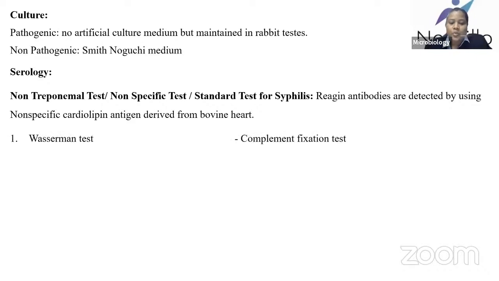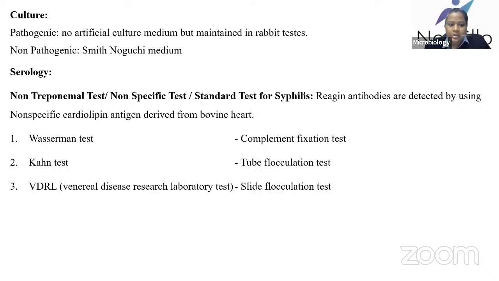So one is the Wassermann test. The principle of this test is a complement fixation test. There is a Kahn test, which is a tube flocculation test. Flocculation is nothing but a kind of precipitation reaction. What is precipitation? Where you use soluble antigen, it is called a precipitation reaction. So the Kahn test is a tube flocculation.